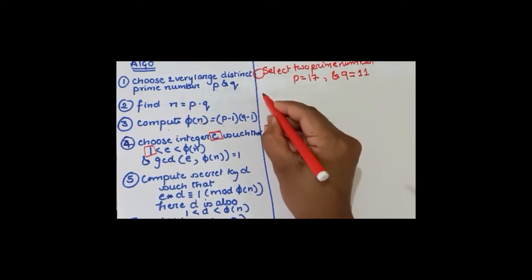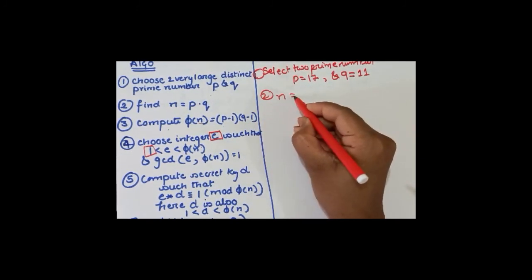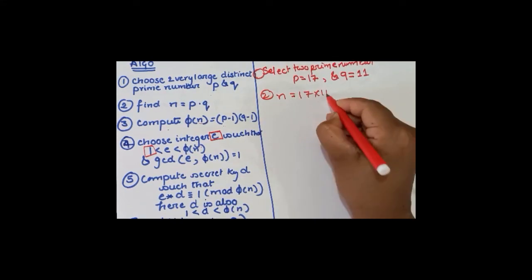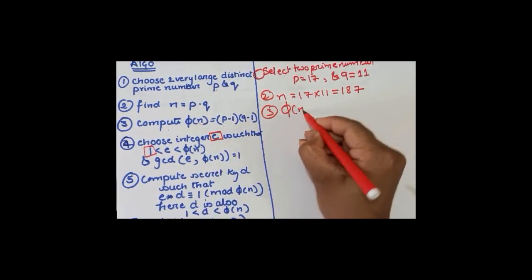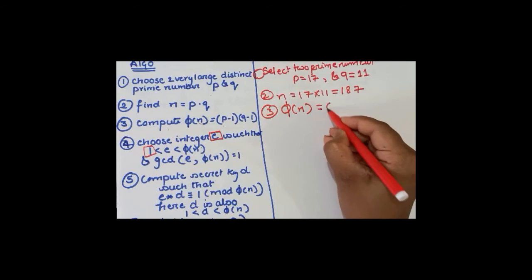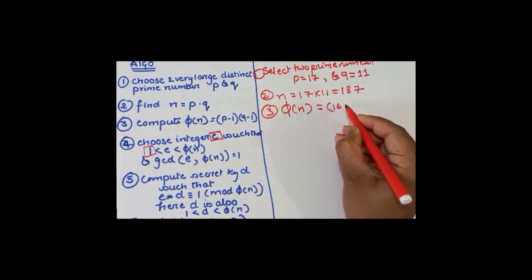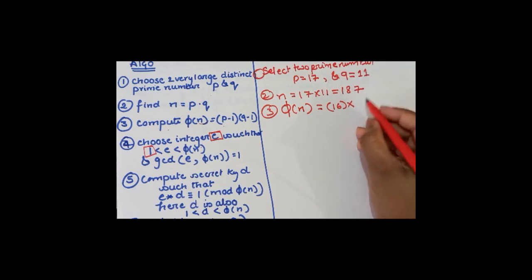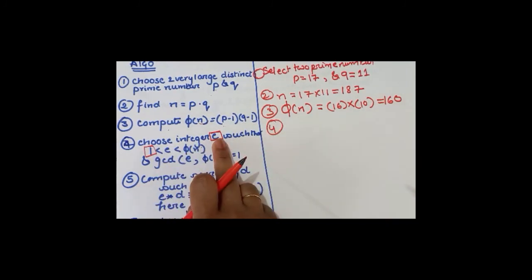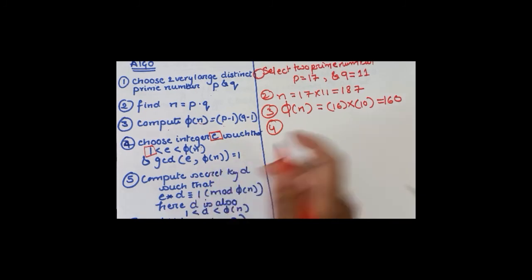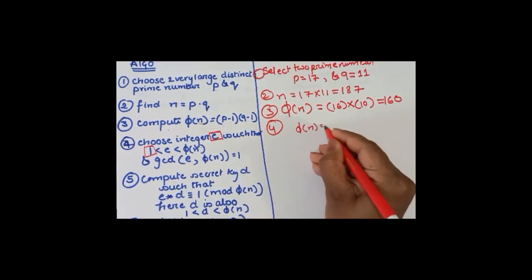After doing this, step number 1, I will be calculating n, that is p into q, which is 17 into 11, that is going to give me 187. After which I will compute the Euler totient function. How will I compute it? P minus 1, which is 16, into q minus 1, which is 10, so 160. 160 is going to be the totient function of n, after which I have to choose an integer e that is relatively prime to phi n. My phi n value here is 160.